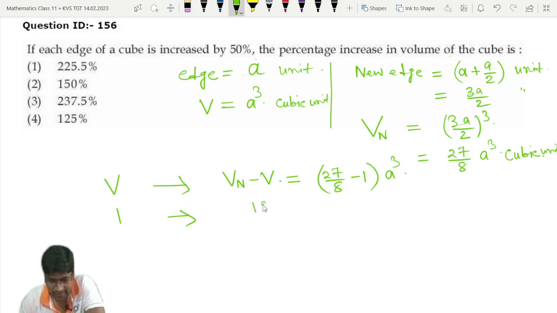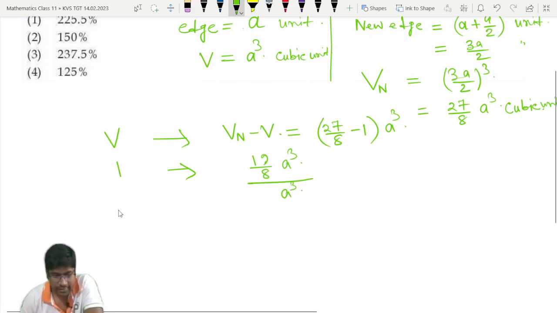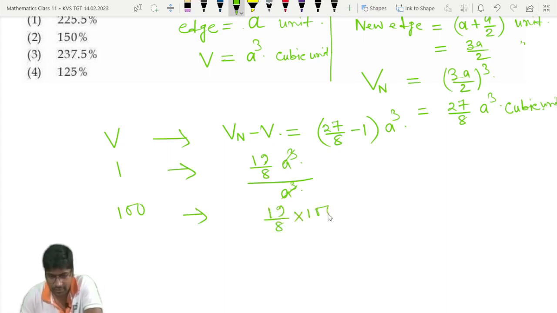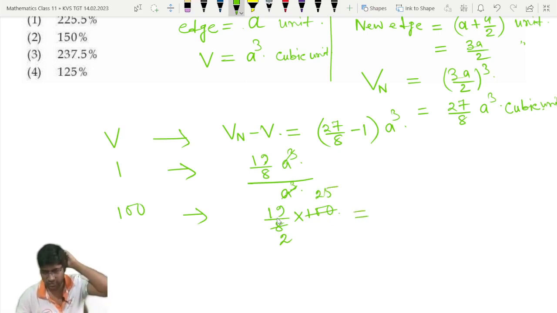19 by 8 a cube divided by V, so by a cube. So in 100 how much? Because percentage we have to find. So a cube here will be cancelled. So 19 by 8 into 100. So what we will get? 25 into 19, how much? Tell me. 25 into 19.